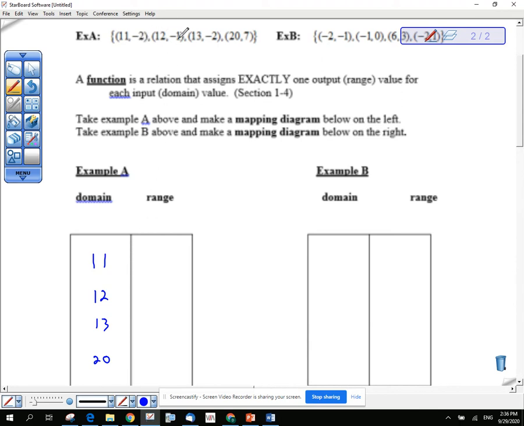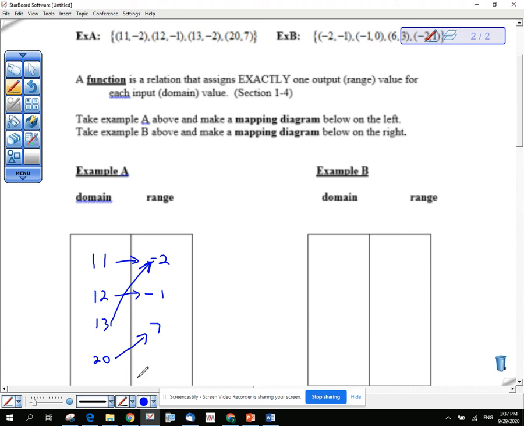Outputs, you have -2, -1, -2 again, and 7. You do not need to list that number twice. In fact, you should not. I do like it when you put them in numeric order like I have done here. Now again, a mapping diagram connects things as the ordered pair does. So 11 connects to, or we say maps to, -2. 12 maps to -1. 13 maps to -2. That's a -2, I kind of covered that up there. And then 20 maps to 7.